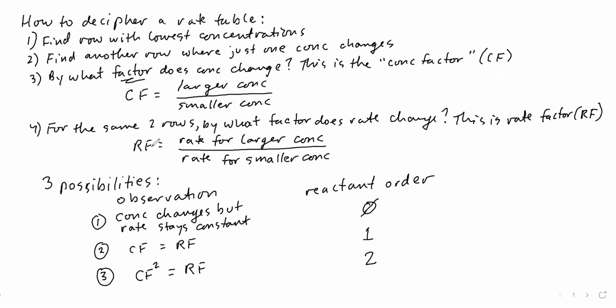Remember that there's only going to be three possibilities. So first possibility is the concentration is changing, but the rate isn't changing at all. It's zero order. If the concentration factor and the rate factor are the same, it's first order. And lastly, if the concentration factor squared is the rate factor, it's second order.